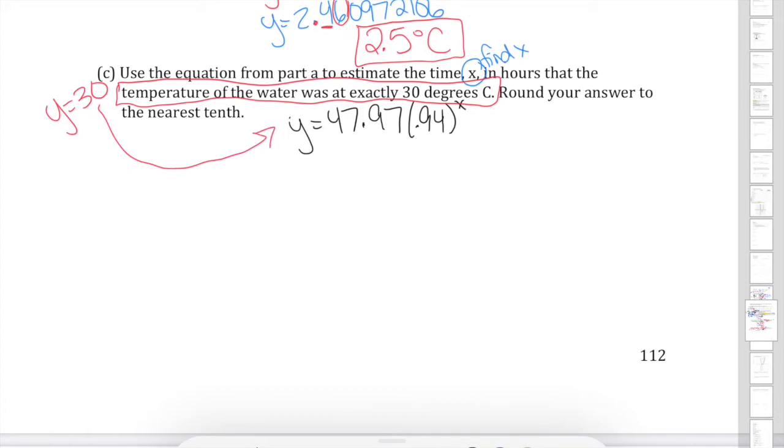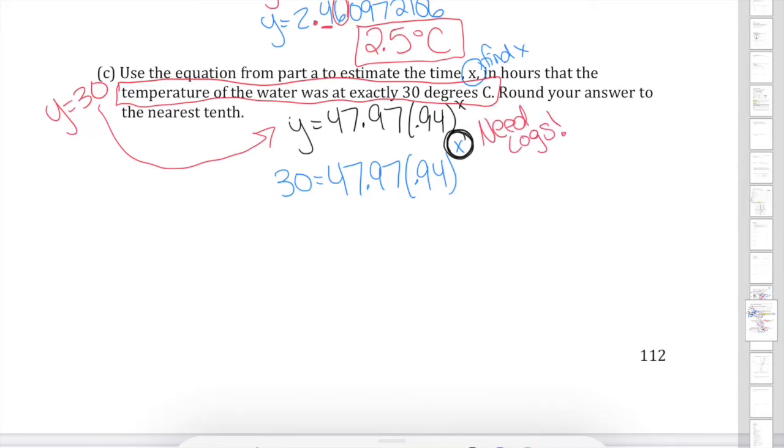So now when I plug in, I'm not plugging into my exponent, I'm plugging in right here for Y. So this is going to end up being 30 equals, everything else comes down, 47.97 times 0.94, and I'm trying to solve for X. Now because I'm solving for X, look at where X is. X is up in the exponent, which tells me that I need to use logs to solve this.